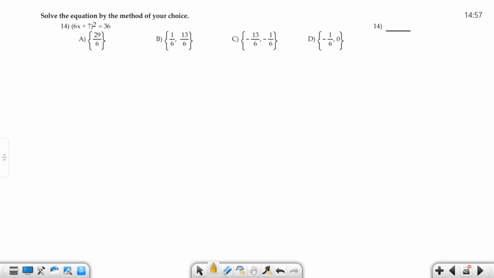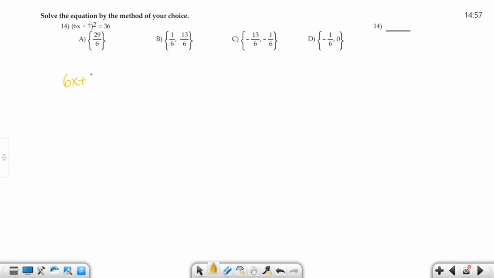Remember, pause and rewind if you need to. Here, solve the equation by the method of your choice. When I see this, I see something squared on this side equals a perfect square. I'm using the square root property.